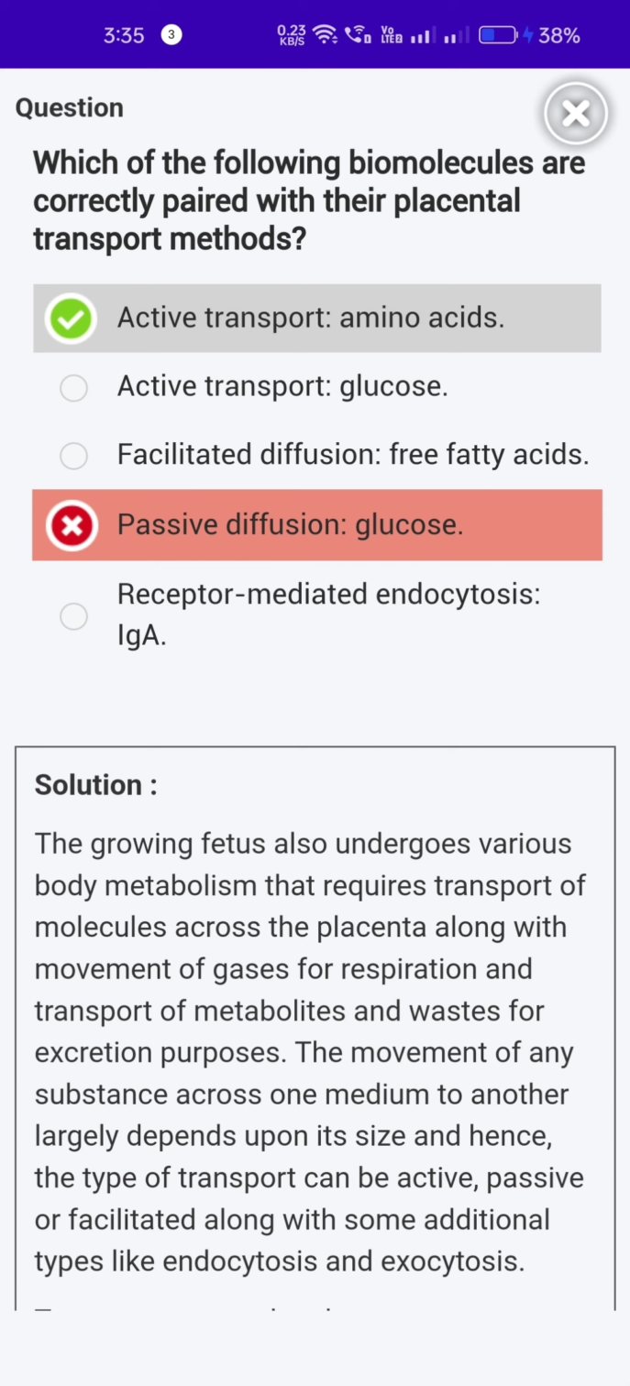So the solution is: the growing fetus also undergoes various body metabolism that requires transport of molecules across the placenta, along with movement of gases for respiration and transport of metabolites and waste for excretion purposes. The movement of any substance from one medium to another largely depends upon its size, and hence the type of transport can be active, passive or facilitated, along with some additional types like endocytosis and exocytosis.